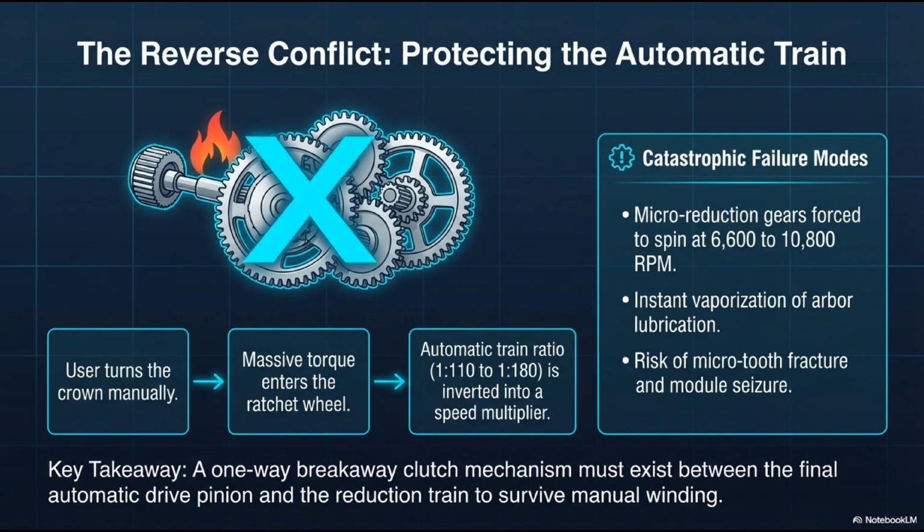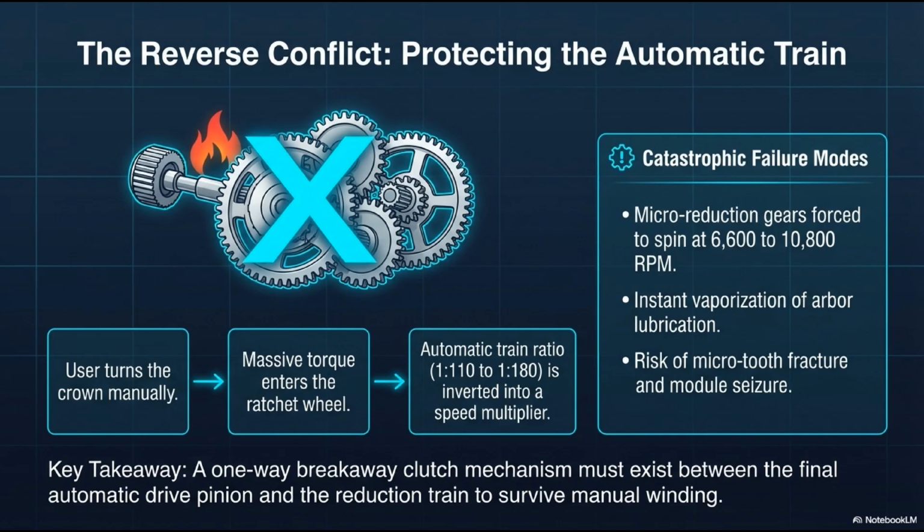The catastrophic failure modes are terrifying. The delicate micro-reduction gears near the rotor are suddenly forced to spin at over 10,000 revolutions per minute. At these speeds, the specialized oils and greases on the arbors instantly vaporize due to friction heat. Without lubrication, the microscopic teeth clash and fracture, resulting in total module seizure.